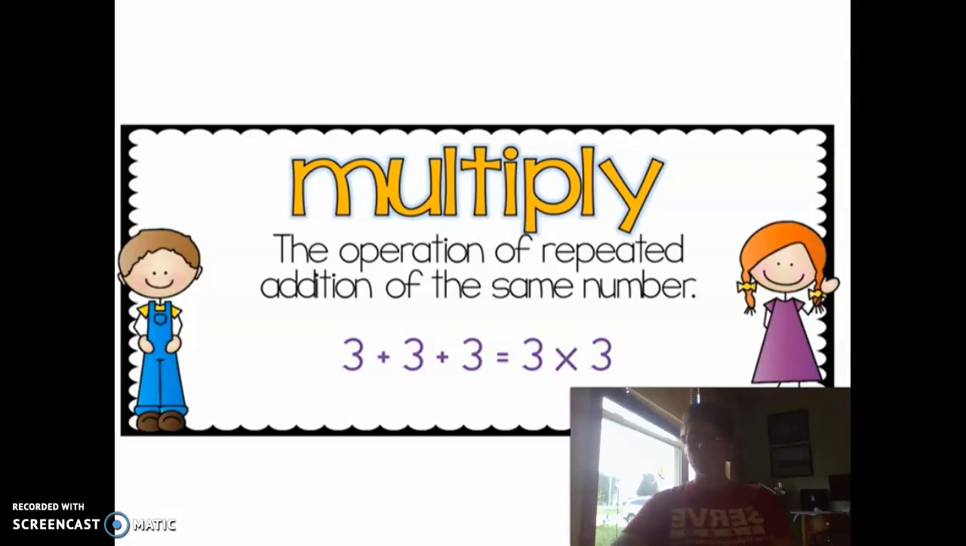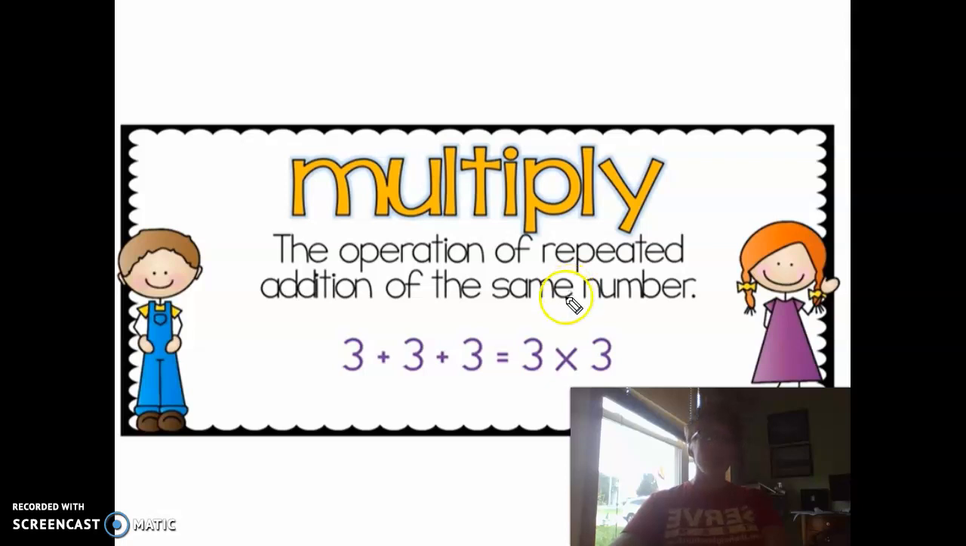When we multiply a number, it means that we are adding a number over and over again a specific amount of times. The definition in front of us says the operation of repeated addition of the same number. And they are showing in front of you 3 plus 3 plus 3. That means 3 is being added 3 times. So the multiplication problem is 3 times 3.